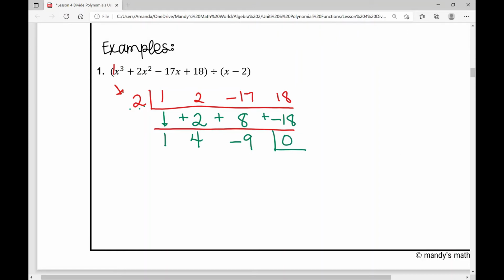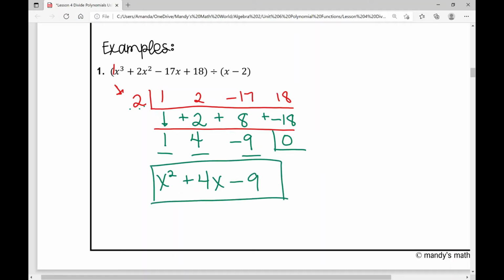So with 0 being my remainder, my solution is: x cubed plus 2x squared minus 17x plus 18 divided by x minus 2 is, there's x squared, there's my x term, there's my constant, x squared plus 4x minus 9. That is my answer.